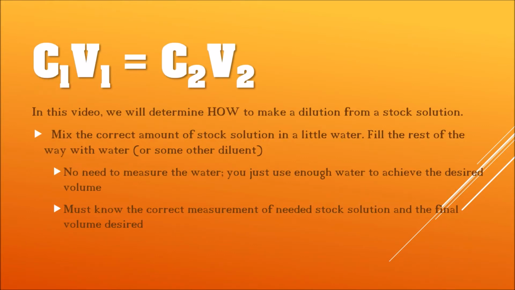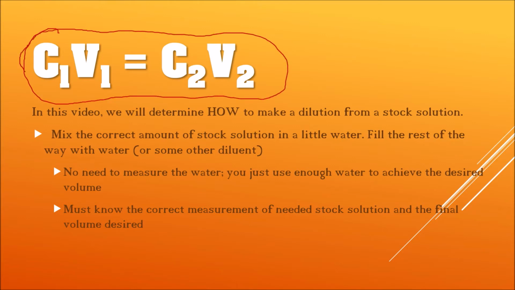Now, C1V1 equals C2V2. This video is going to be all about this formula. We're going to determine how to make a dilution from the stock solution, just like how to make orange juice from the frozen orange juice concentrate in a can. So you mix the correct amount of stock solution in a little bit of water, and then you fill the rest of the way with water until you achieve your desired volume.